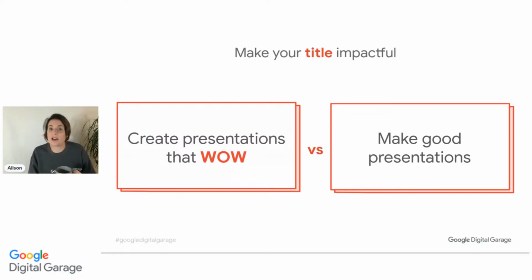You want your title to highlight the benefit or the outcome. You want to show your audience the value they're going to get from attending your presentation, and highlight the benefit they can expect by framing the title around it. So in this example, we've got "Create presentations that wow" rather than "Make good presentations." It's the same thing, but the first version on the left is more powerful. It's more attention grabbing.